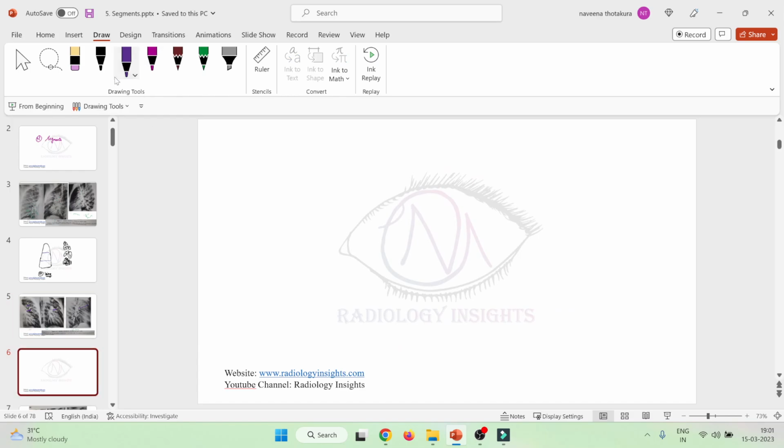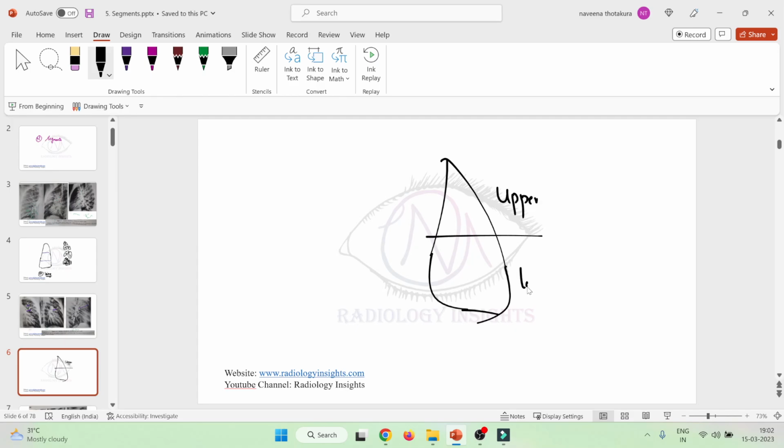So if you see the lung, first we will see the lung. I'll draw the left lung. So this is the left lung. The left lung is divided into two, we have the upper lobe and we have the lower lobe. Now the upper lobe is again divided into two divisions. We have the upper division and then we have the lower division.